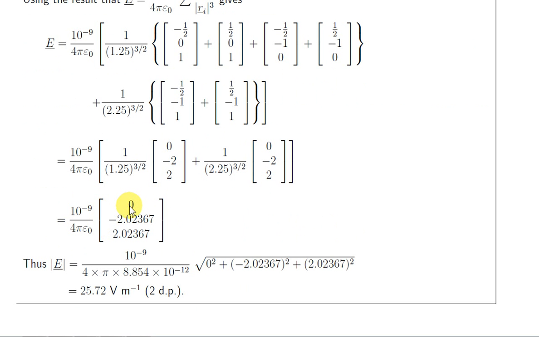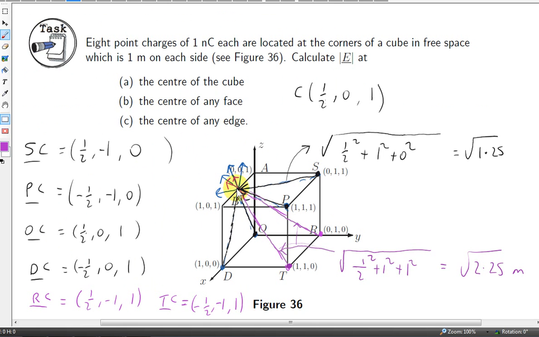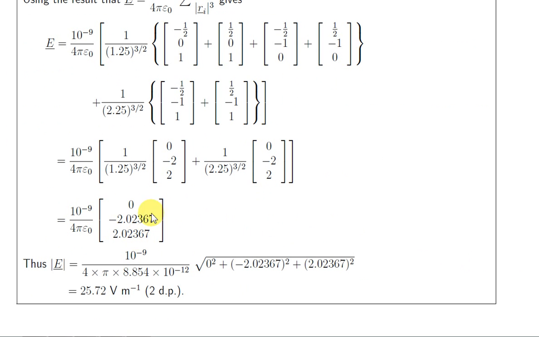Notice that the x component of it is 0. That makes sense if you consider the symmetry of these 6 vectors. The x component is in this direction, and the x components will all cancel out to 0. So here's the vector. We could write this using i, j and k, but we're not interested in the vector. We're only interested in its magnitude. So we square the components, sum them, take the square root, and we get 25.72.